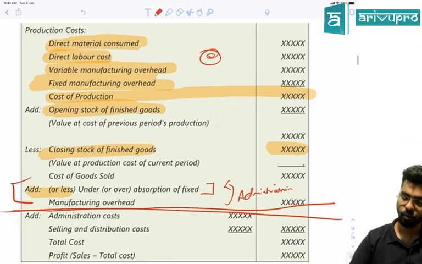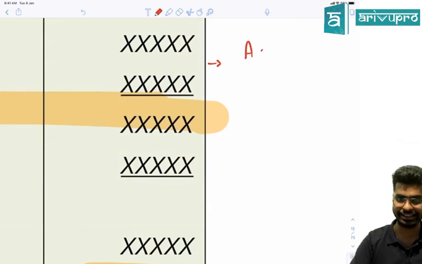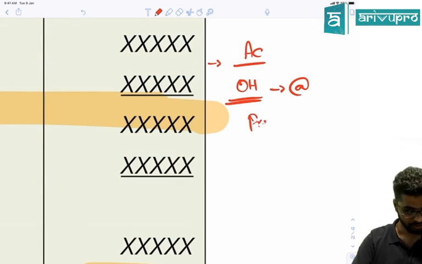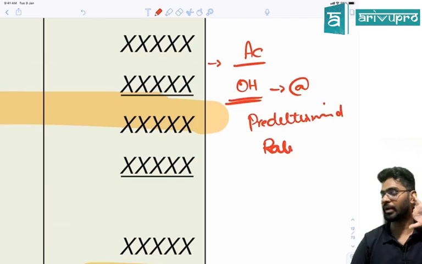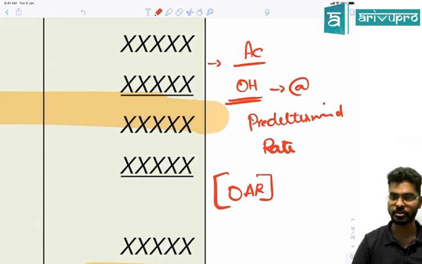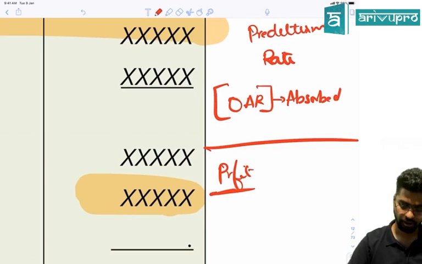See here guys, when I'm doing my absorption costing, my overheads are taken at a predetermined rate. Yes or no? You remember we were calculating OAR? My overheads are calculated at a predetermined rate. Do you guys remember this overheads chapter? Overhead absorption rate, right? Whereas to find the actual profit, I am not bothered about overheads absorbed. I'll be bothered about overheads incurred.